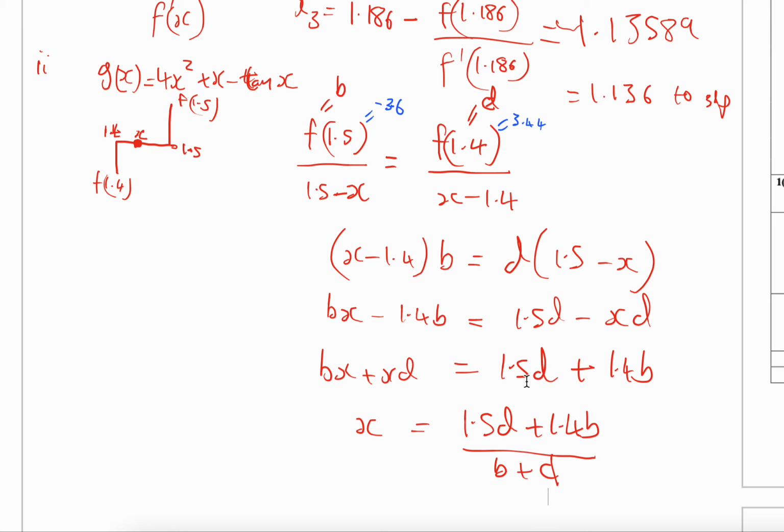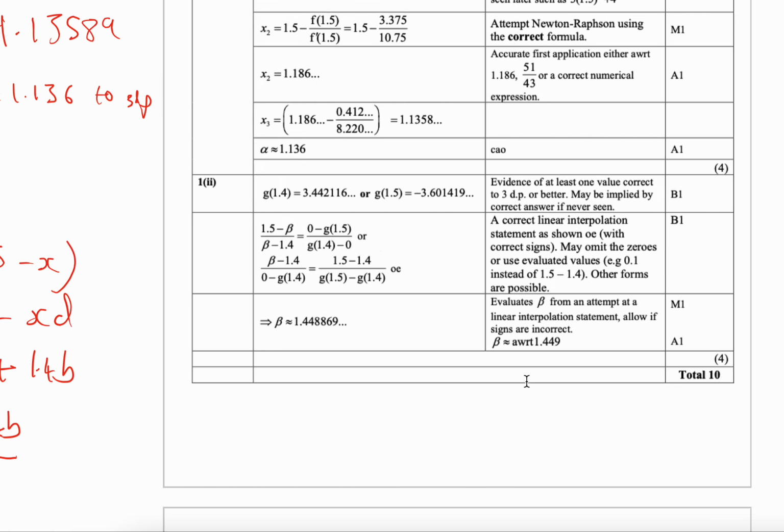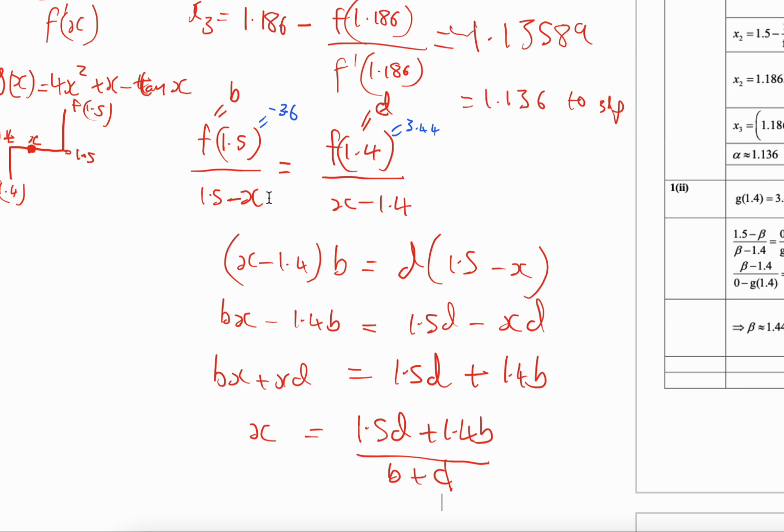Well, funnily enough, here's the mark scheme. For the mark scheme, you need to calculate 1.4, 1.5, which is fine. And then you've got your statement. It wants this or this as a statement. The correct linear interpolation statement as shown may omit the zeros. Other forms are possible. Now, this is a B1, saying it must be stated and only a correct answer. There's no method marks for this. So as long as you write down this, you get the B1 mark. Okay, so that's good.